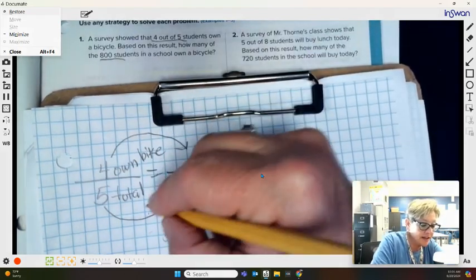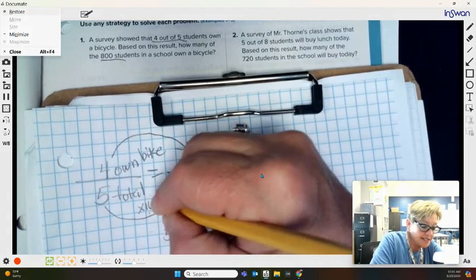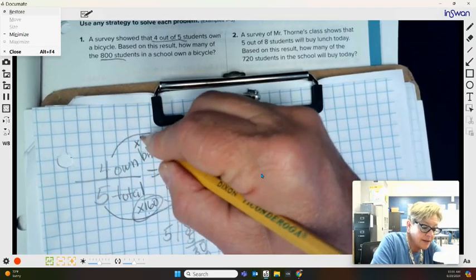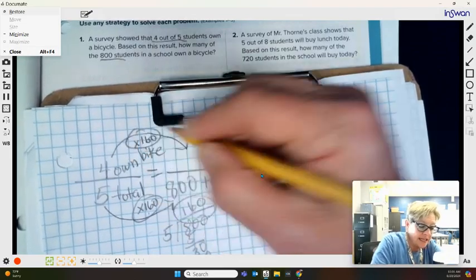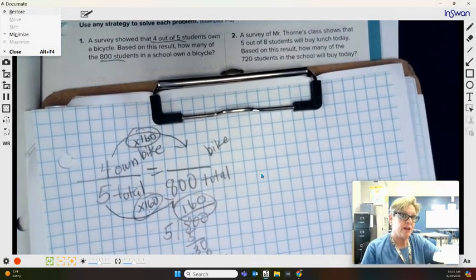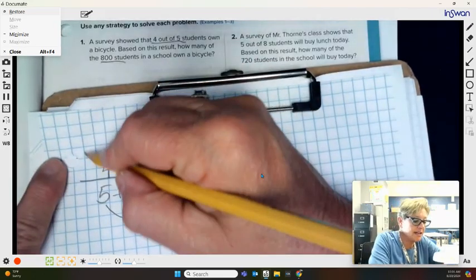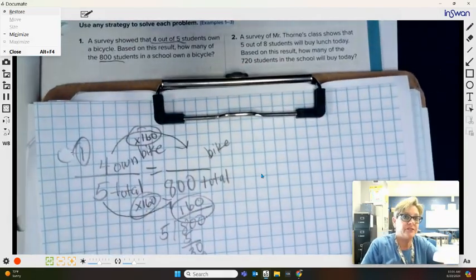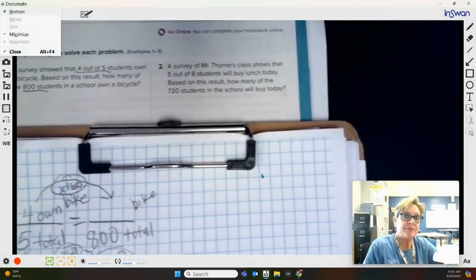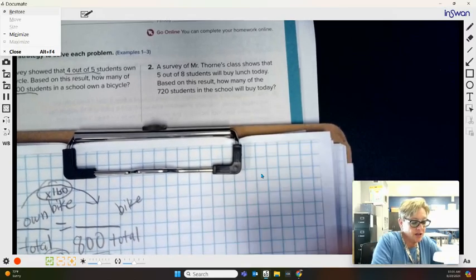So you're going to multiply 5 times 160 to get the 800. And then 4 times 160 is going to give you the number that you are trying to figure out. Okay? So that is how you would set up and solve number 1. Now for the rest of them, I'm not going to work through every single one of them, but we are going to set them up and talk about what we have.